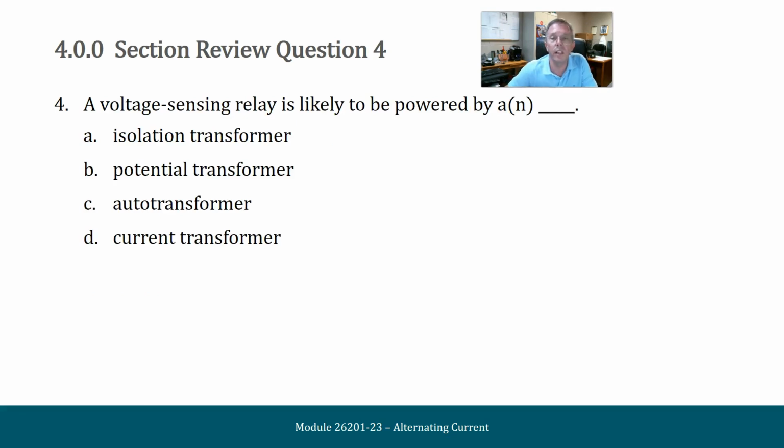A voltage sensing relay is likely to be powered by an isolation transformer, a potential transformer, an auto transformer, or a current transformer. Let's say a potential transformer.